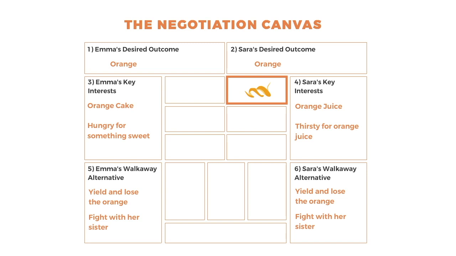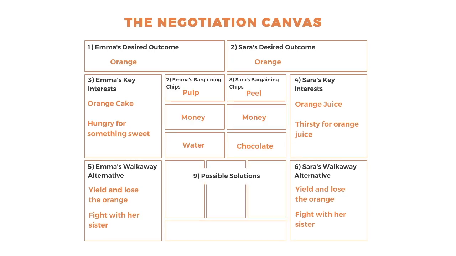Now that we know what each girl can offer the other, we can determine possible solutions. Try to find 3 solutions. Setting a goal of 3 forces you to be creative. You might come up with a solution you would have never thought of. Presenting multiple solutions also shows flexibility and is great for building trust with your counterpart.